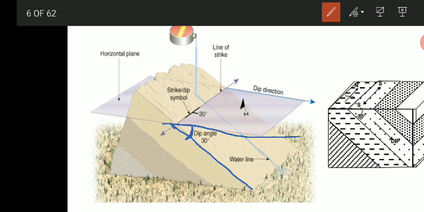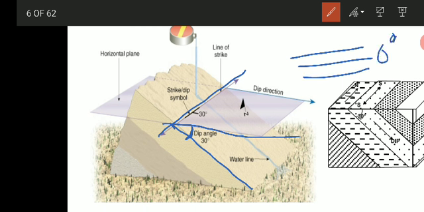Dip is measured in a plane which is perpendicular to the strike of the bed. I'll tell you what is meant by strike, but first let us understand dip. The angle of dip is expressed in degrees. If the beds are horizontal, what will be the dip? The dip will be 0 degrees. They are not inclined at all. And if the beds are vertical, then the dip will be 90 degrees.